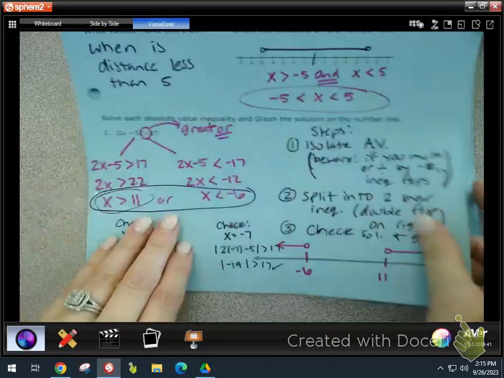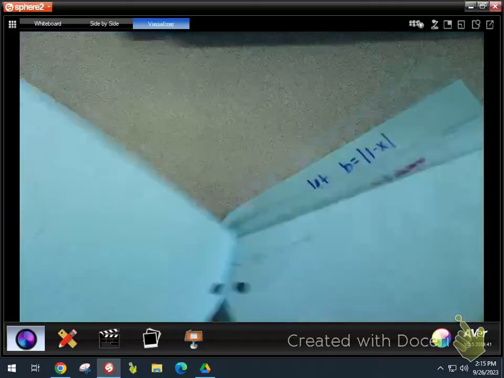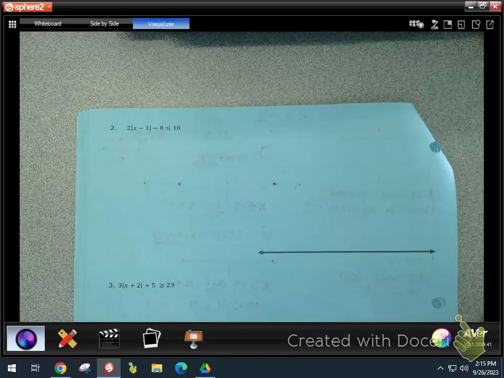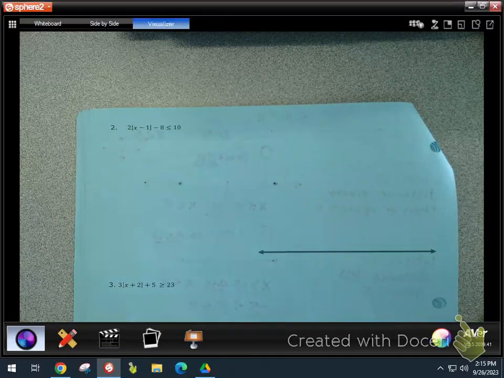Let's try, flip over. I'm trying to limit how many I make you do, but also make sure you see the different types. We got to do number 2. Got to do number 2, okay? All right, here we go.